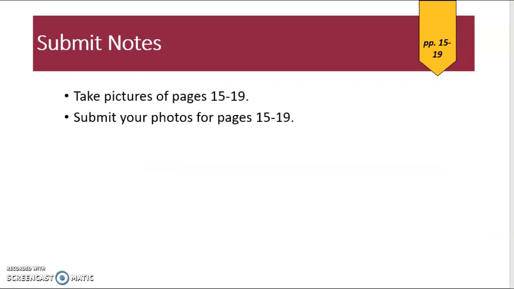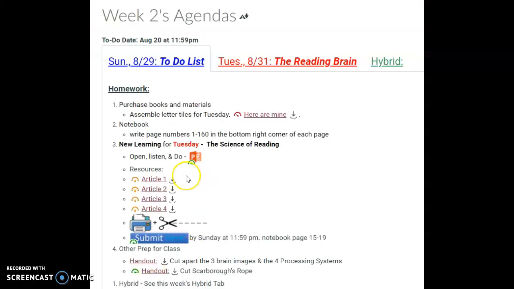When you finish, take pictures of all your pages, 15, 16, 17, 18, 19, and then submit those pictures. I'll show you where. So in Canvas, your resources, the articles are here. This is where you will submit, where my cursor is over. Click on this and you will have the link to submit those photos.